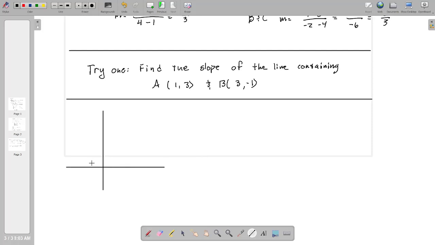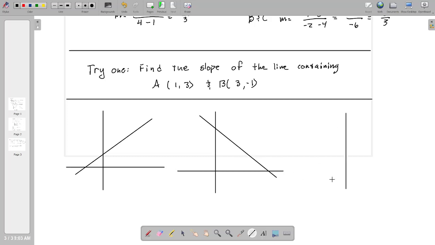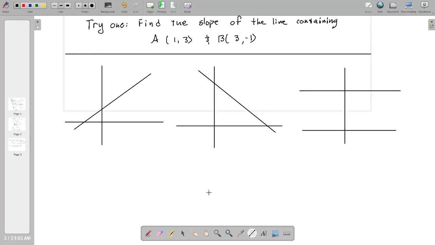This line has a positive slope. This line has a negative slope. This line we didn't talk about yet, but it's a horizontal line where the y values are the same, so you'll end up with a slope of 0 divided by x2 minus x1. So we'll have actually a 0 slope. And lastly, we have the undefined slope, which is a vertical line.